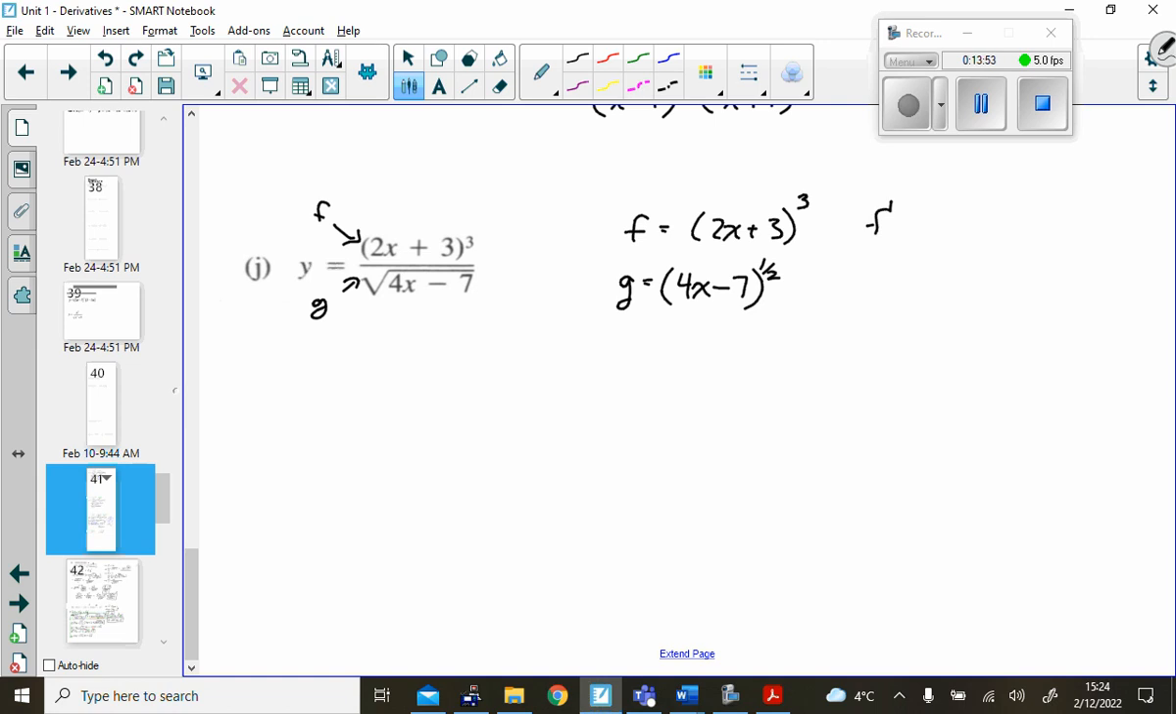So my f prime is going to be, drop the 3 down, 2x plus 3 to the 2 times the derivative of what's inside. So f prime is 6 bracket 2x plus 3 squared. That's my f prime.